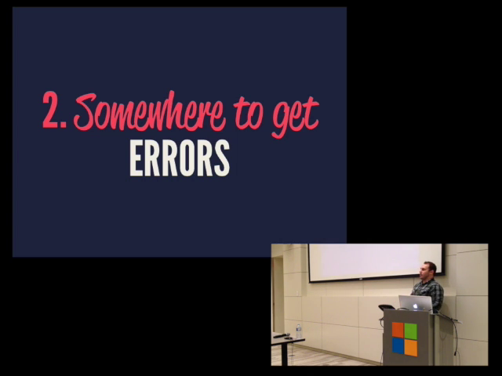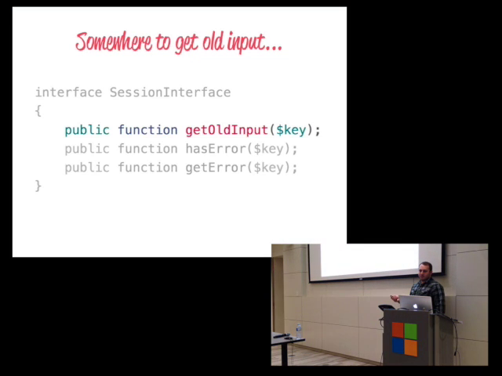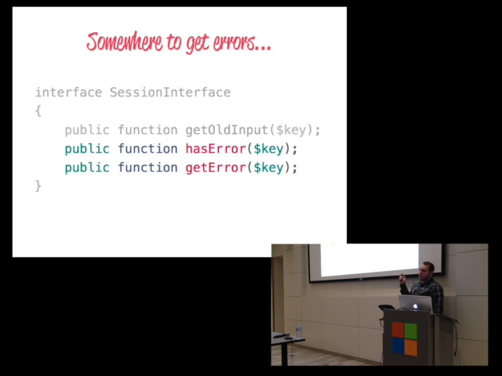So despite the fact that we kind of insulated ourselves from specific implementations by introducing this interface, the interface that we introduced was suggesting an implementation. So we still really didn't quite get all the way there. So our current session interface looks like this, right? It has somewhere to get old input, and it also plays the role of somewhere to get errors.